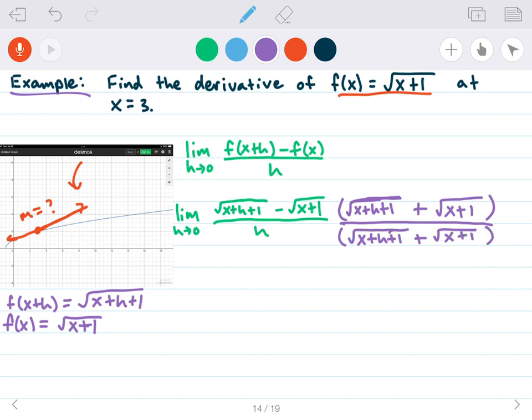Okay, so I want to go ahead and FOIL the top. Right, and so first, if I multiply these guys together, it just cancels out the radical. So let's write that down here. I just have x plus h plus 1, and I multiply the first terms.